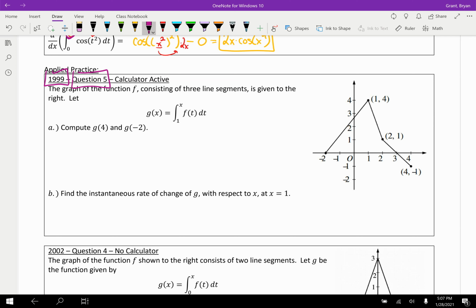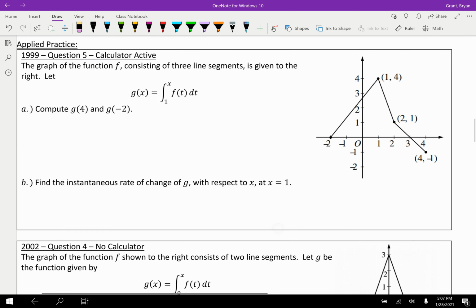It does take a bunch of time though, but that is what I did when I first started teaching this class, and I felt way more confident after doing it. So let's get started. 1999, question 5.